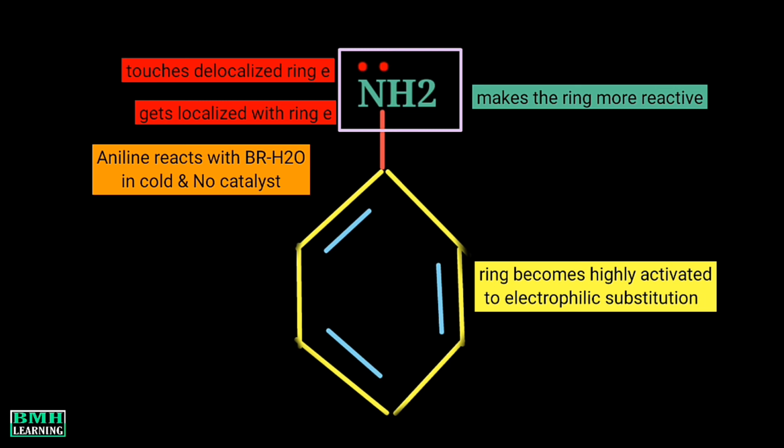So this way, we are increasing the electron density around the ring by involving more extra electrons from the NH2 group. And the result is that the ring becomes more attractive to incoming electrophiles. This is exactly what happens in phenylamine. Now, reaction of aniline with bromine water.